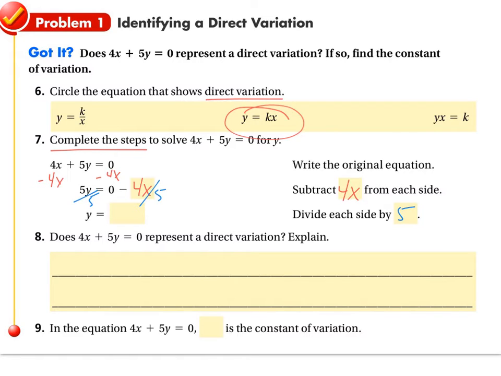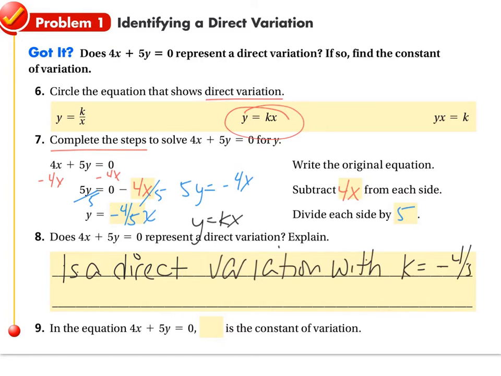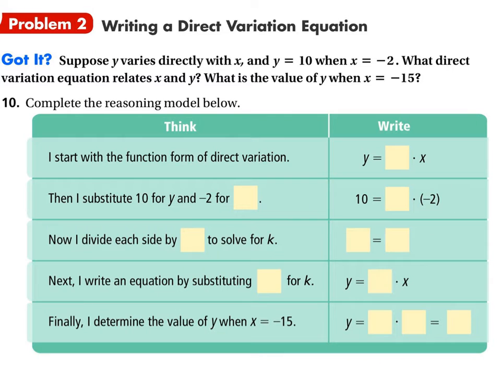And remember here, I had 5y equals negative 4x. So I'm going to have y equals negative 4/5 x. Now that is in the y equals kx format. So this is a direct variation with a k equaling negative 4/5. In a direct variation equation, we don't always need to know what the k is. We can find that out.